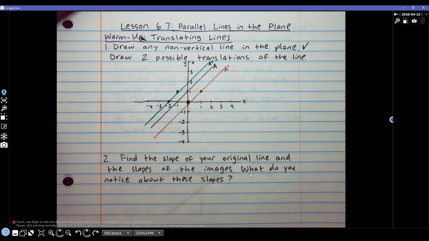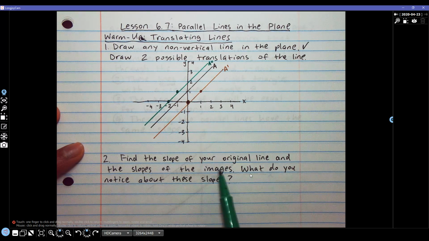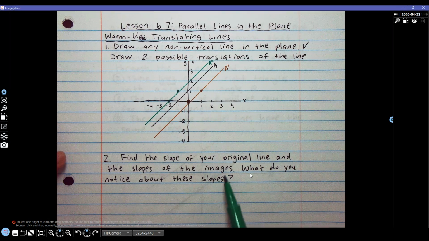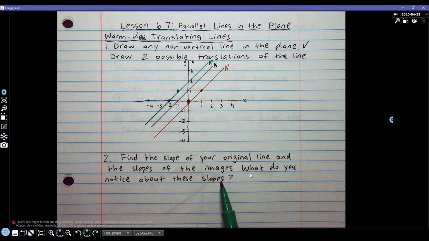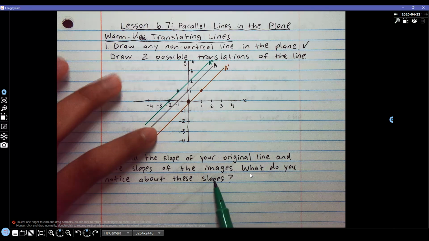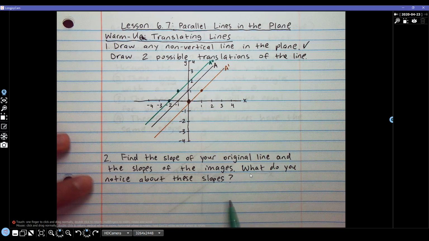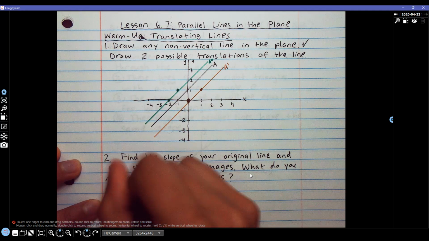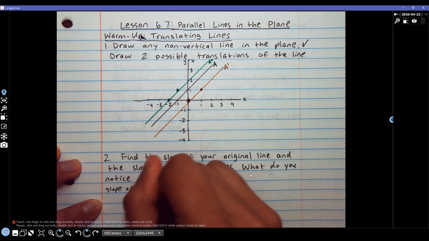So the second part of the question asks us to find the slope of your original line and the slopes of the images. And if you remember, we use the word image to describe the figure after it is transformed. So in this case, it would be the brown and the green lines. What do you notice about these slopes? So let's start by finding the slope of line A. I'm going to write that over here, slope of line A.